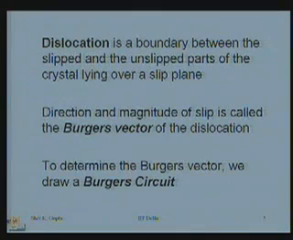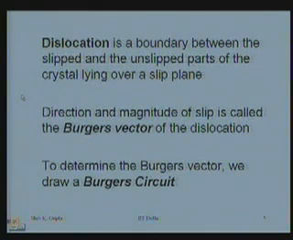So I now define a dislocation as a boundary between the slipped and the unslipped parts of the crystal that you have seen, lying over the slip plane. I first created the slip plane with a push to the top part of the crystal with reference to the bottom part, not over the entire plane, only part of the plane. So that forms a boundary between the slipped part and the unslipped part, and wherever the boundary is, I got the edge dislocation. Is the meaning of this sentence clear to you? Good.